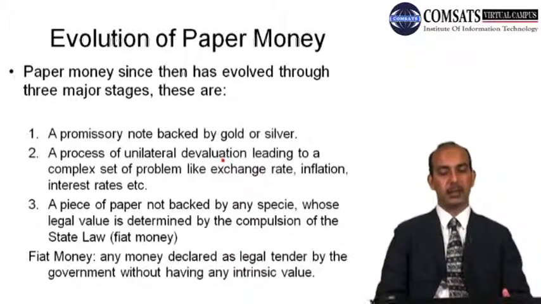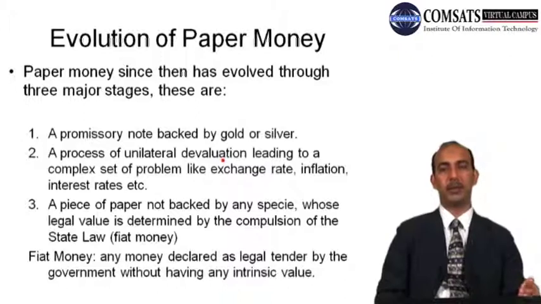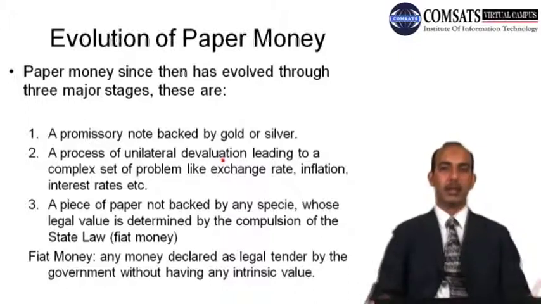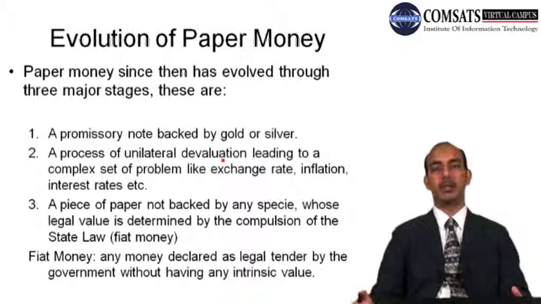And then the second stage, a process of unilateral devaluation leading to a complex set of problems like exchange rate, inflation, interest rates, etc. When these currencies shifted from representative currency to a fiat currency, then the more a country prints these pieces of paper, the devaluation takes place automatically, and at the same time, countries can declare that they devalue their currencies by themselves. And the objective is to increase exports. When the currency of a country is cheaper, then people from the outside world can purchase products of that country at a cheaper rate, but it has a set of problems with it.